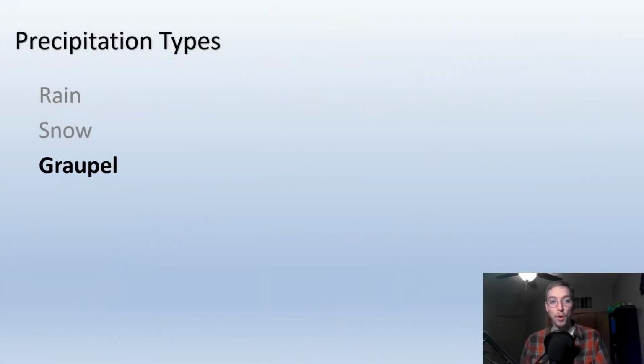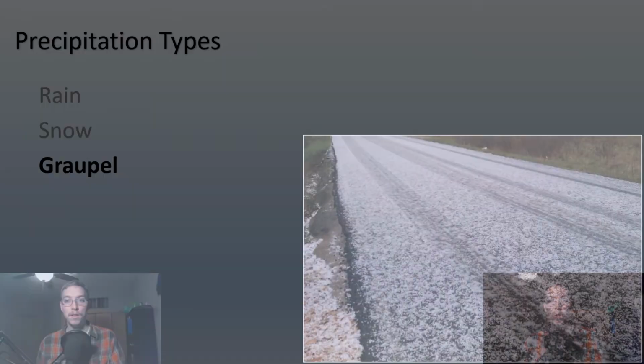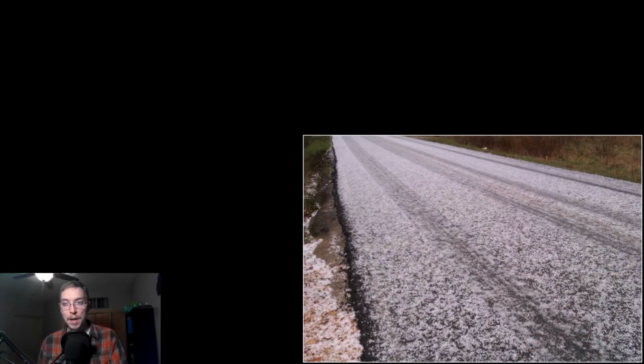Next, we're going to move on to graupel. Graupel is a type of snow pellet, which is often mistakenly referred to as hail. It is white, opaque, approximately round precipitation particles, typically between 0.1 and 0.2 inches in diameter. They are crisp and easily crushed. They bounce when they hit the surface.